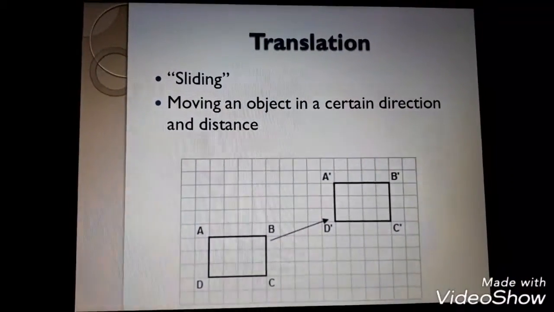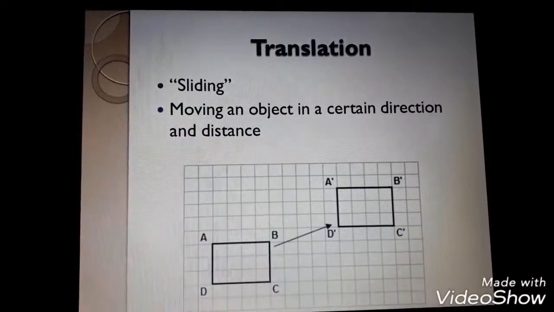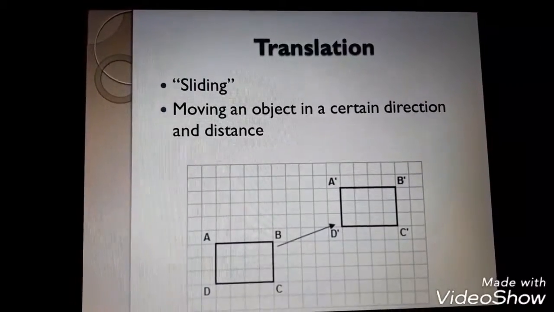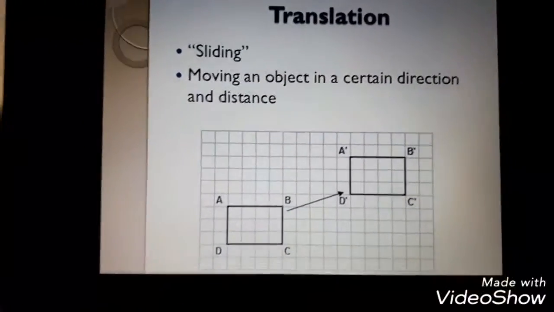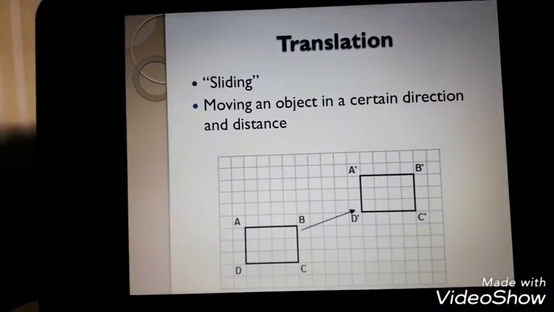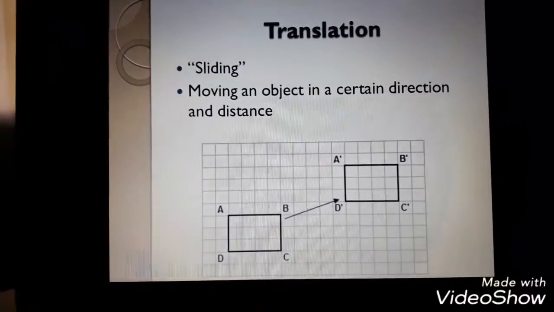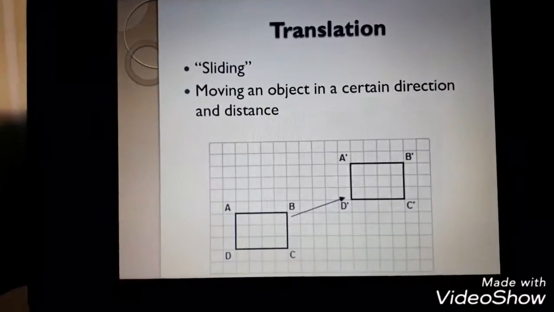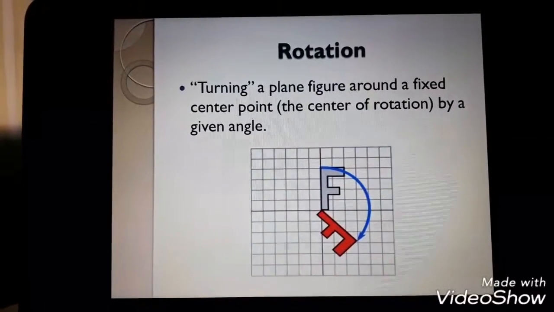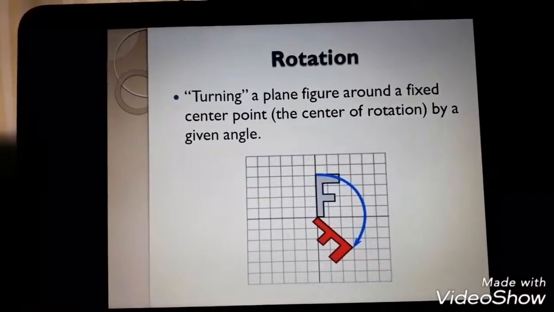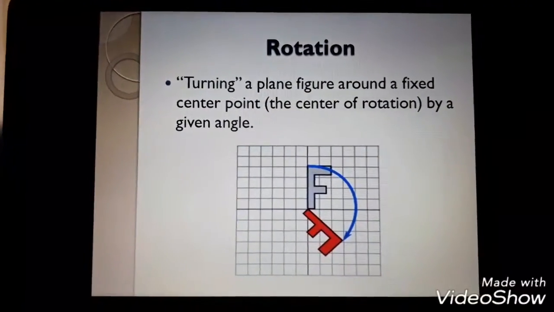First, we have translation, which is the movement of sliding. This is when an object is moved in a certain direction and distance in order to create a new image. That means that in this transformation, every point in the object must be moved in the same direction and for the same distance. Next, we have rotation, which refers to the turning of a plane figure around a fixed center point called the center of rotation by a given angle in order to create a new figure.